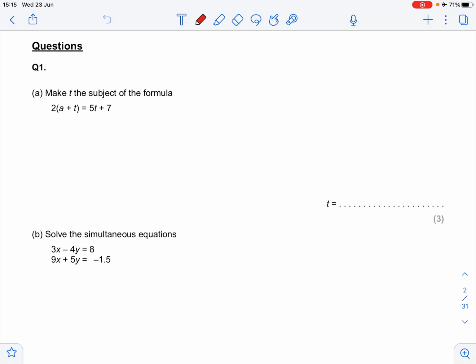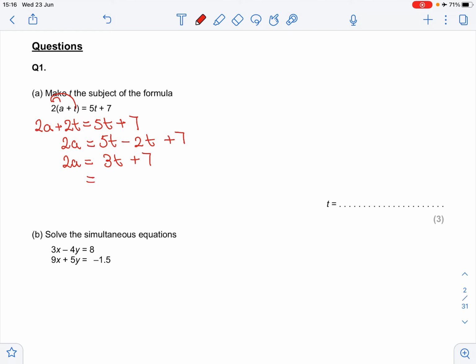Firstly, we need to expand the bracket, so we have 2 multiplied by a becomes 2a. Then 2 times t becomes plus 2t, which is equal to 5t plus 7. Since we want to make t the subject, we want to make t by itself on one side of the equation. So we have 2a. Now we want to move 2t to the other side of the equation, so we have 5t minus 2t plus 7. So 2a is equal to 5t minus 2t, which is 3t, plus 7.